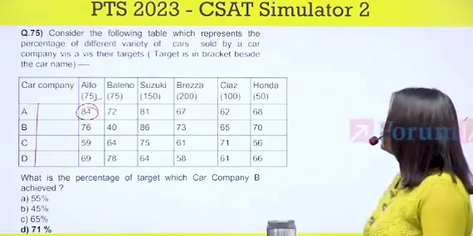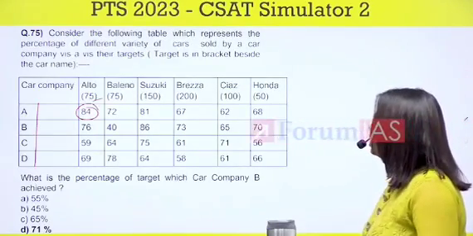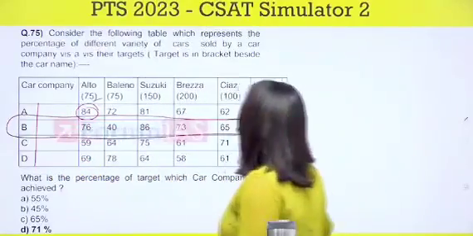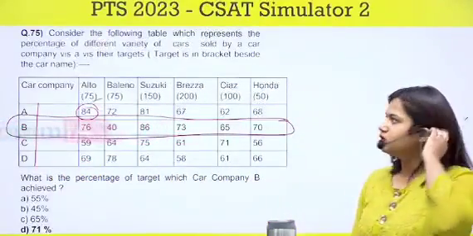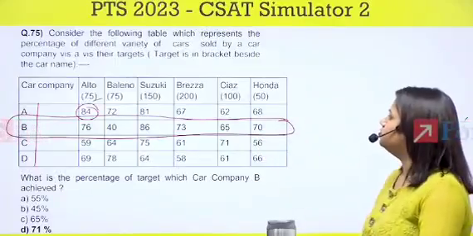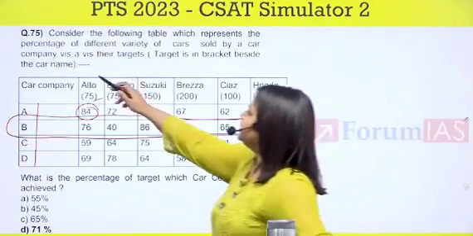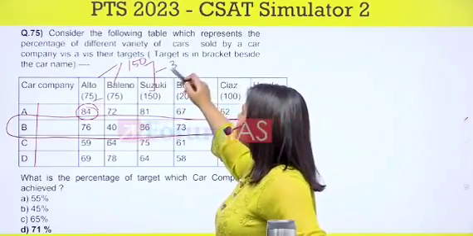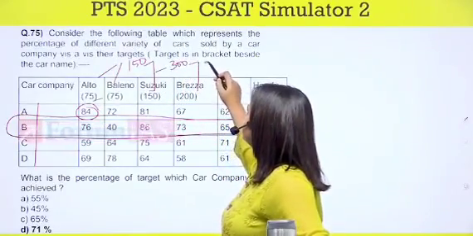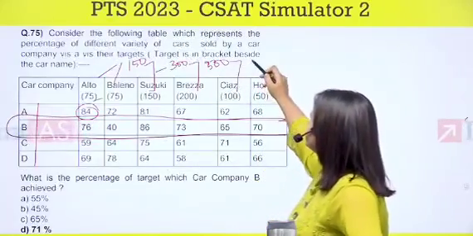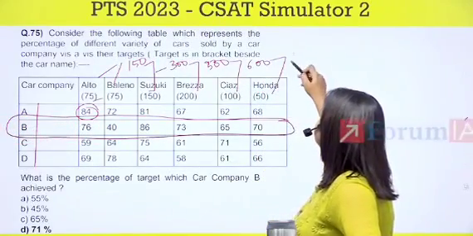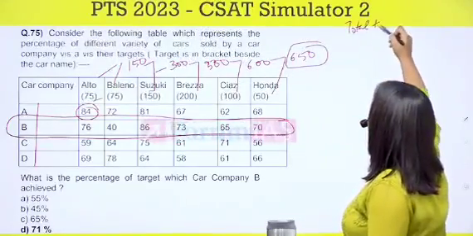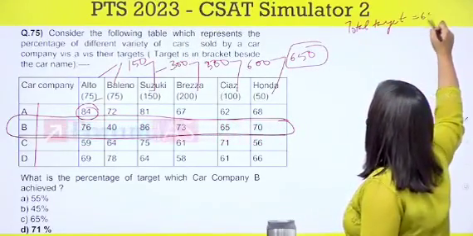What is the question? What is the percentage of target which company car B has achieved? So they are saying what is the total percent of total target that B has achieved. So first of all, you can calculate what is the total target for B. So 75 plus 75 is 150. 150 plus 150 is 300. 300 plus 200 is 500. 500 plus 100 is 600. 600 plus 100 plus 50 is 650. So total target was 650.